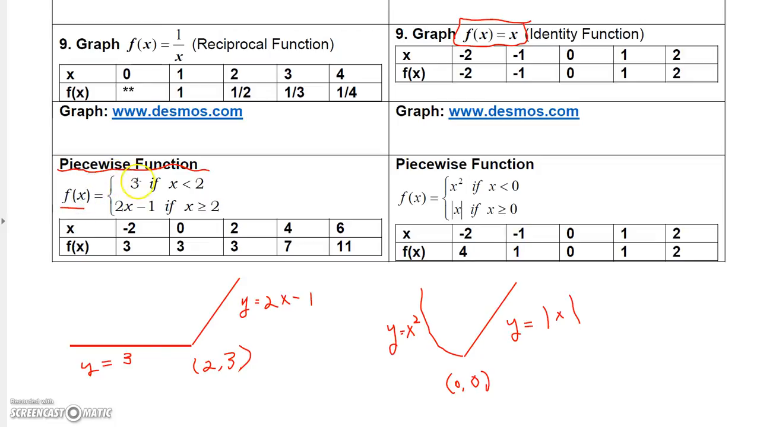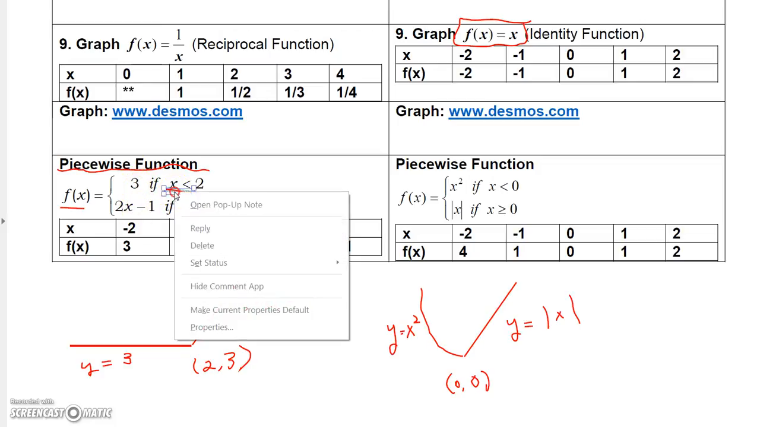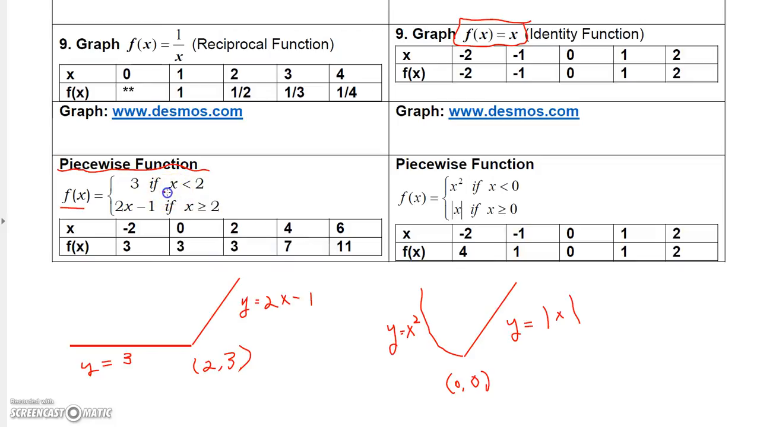f of x equals 3 if x is less than 2, and it's equal to 2x minus 1 if x is greater than or equal to 2. Now the way you evaluate a piecewise function is pretty simple. You can plug some x values in. Like if I plug -2 in, first of all I have to determine which one of these functions it goes with. So I have to decide, is -2 less than 2 or greater than or equal to 2? Well, since -2 is less than 2, it goes with this function. So when x is -2, I'm just going to get the constant 3.